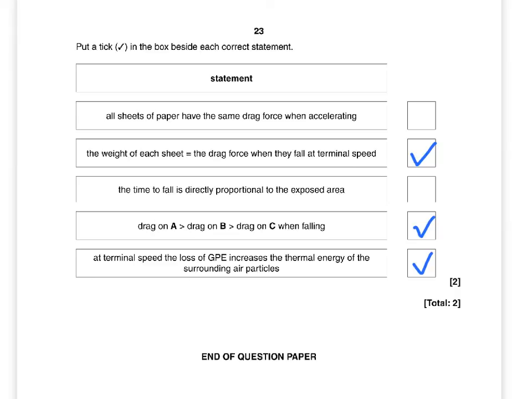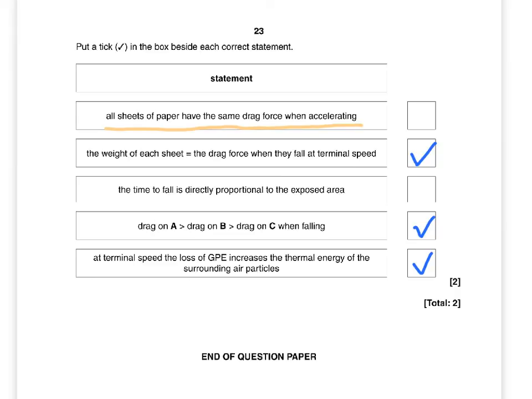Okay, so what do we have to do? We have to put a tick in the box beside each correct statement. So some of these statements are incorrect. Let's have a look at the first one. All sheets of paper have the same drag force while accelerating. But that's not true, because you're changing the surface area, therefore you're changing the air resistance and the drag force.